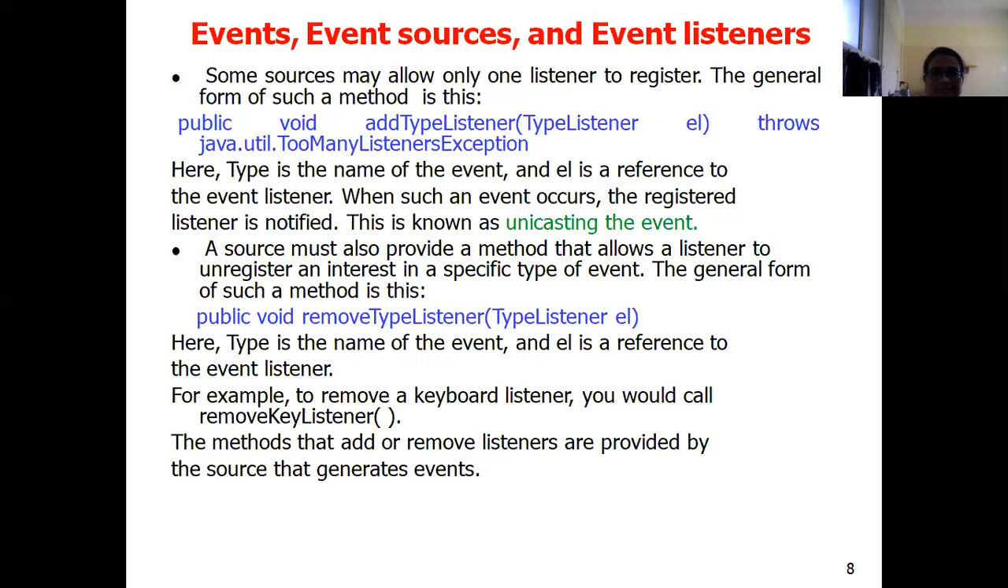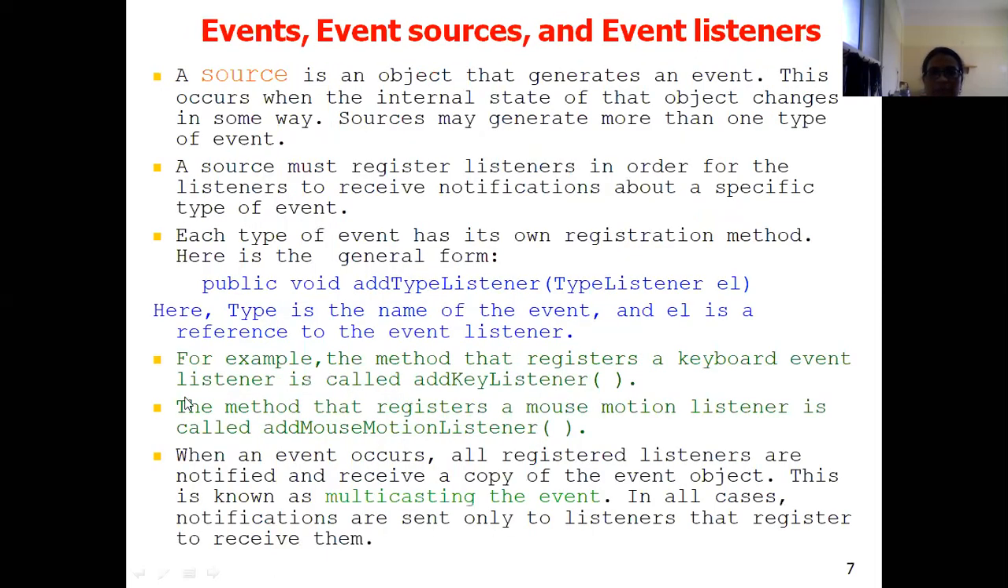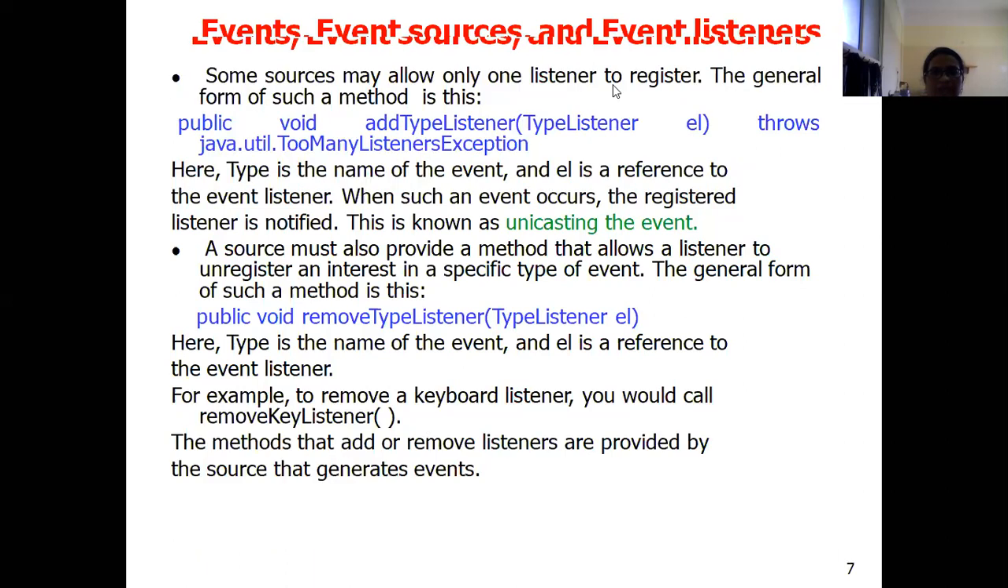If a source is allowing only one listener to register, then it is unicasting an event. So this is multicasting registration and this is unicasting registration. Here, in order to register for a source, there is only one listener registration.